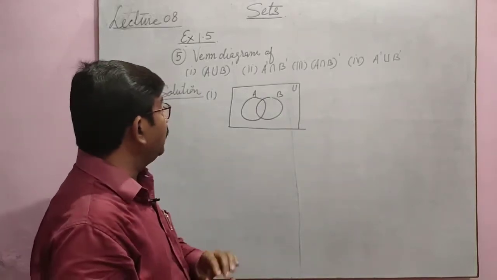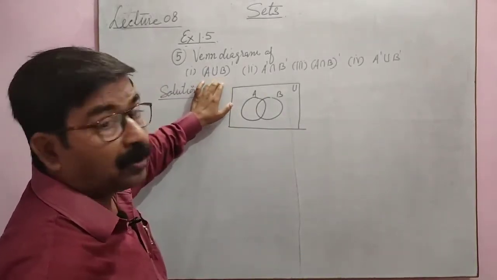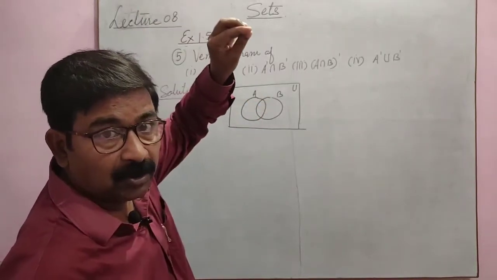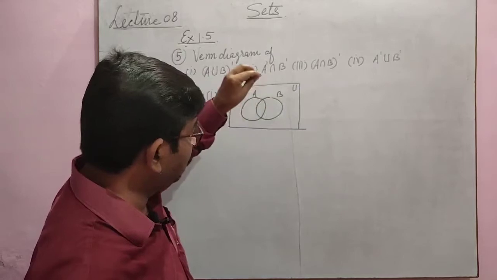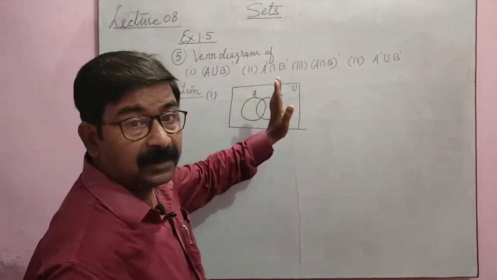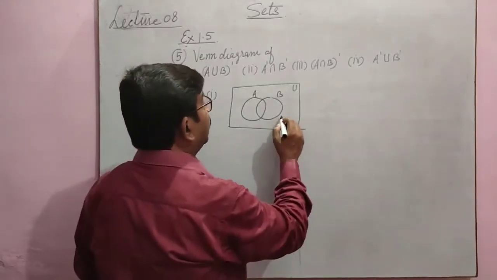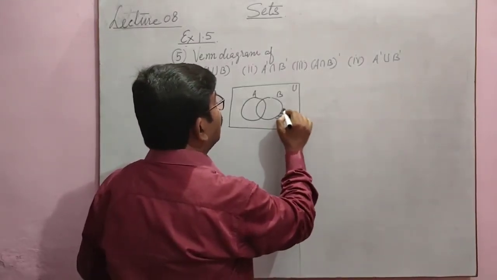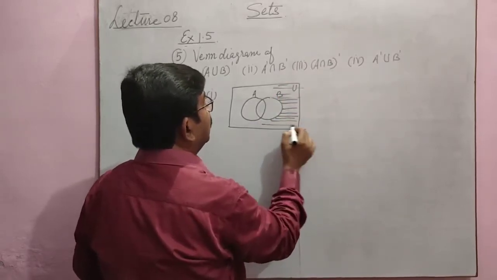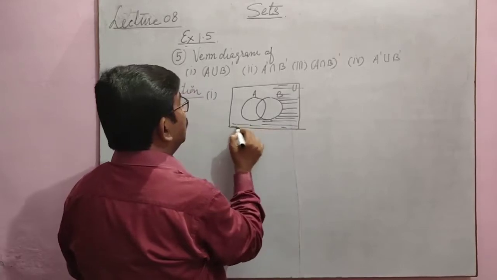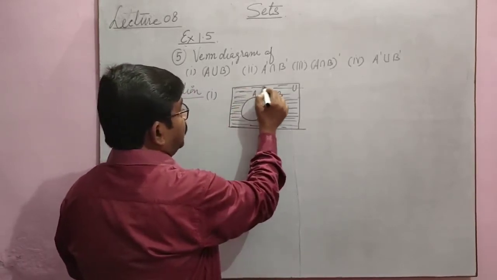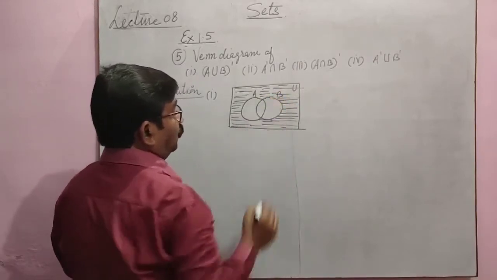And if we have to find the complement of A union B, this portion is removed from the universal set. So if you remove this from the universal set, what is left? The portion which is outside the circles. So we have to shade this portion which is outside the circle. See, this is outside the circle. This portion is the complement of A union B.